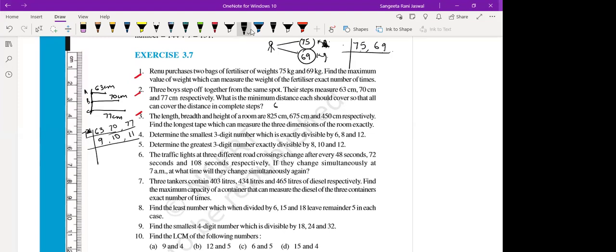Multiply. Ma'am, 6930. 7 into 9 into 10 into 11. 6930. Yes, ma'am. Only 7 is common. So the LCM will be when you multiply all these numbers in L shape, 7 into 9 into 10 into 11. This gives me 6930. So the LCM is 6930.